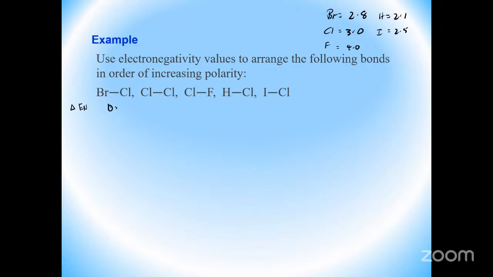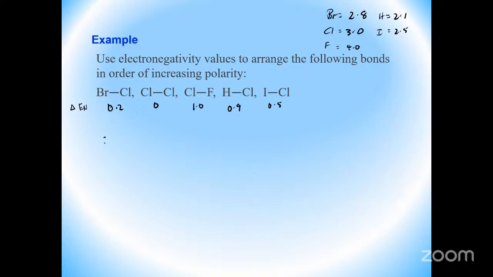Bromine and chlorine, 0.2. Chlorine and chlorine, that will be 0. Chlorine and fluorine, so that's 4 minus 3, so that's 1.0. Hydrogen and chlorine, so that's 3.0 minus 2.1, so that's 0.9. And then iodine and chlorine, 2.5, 3.0, so that's 0.5. So these are the differences. So we just go according to the lowest to the highest.